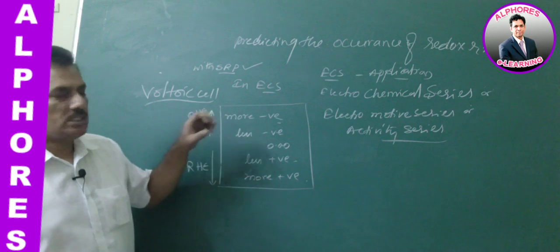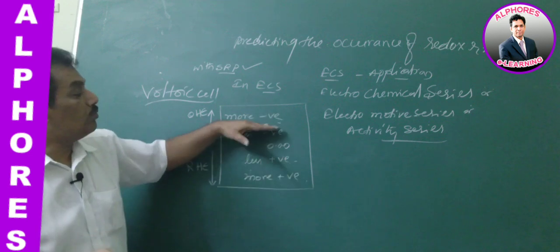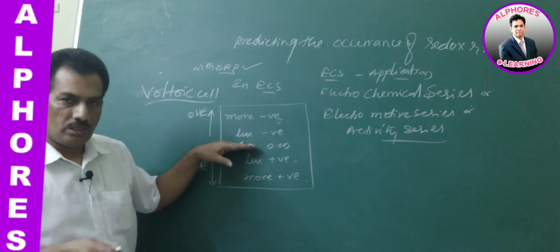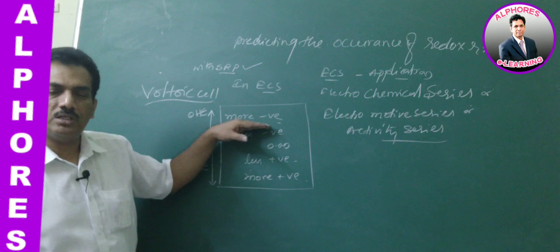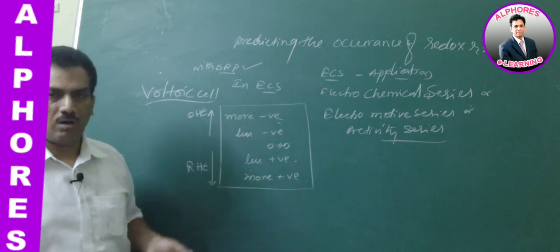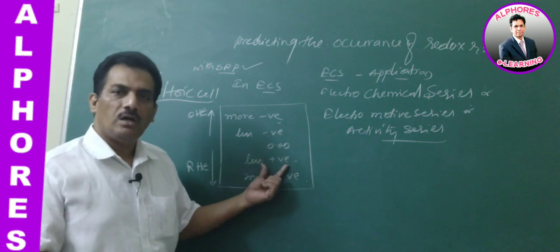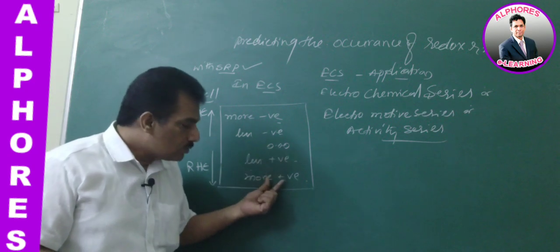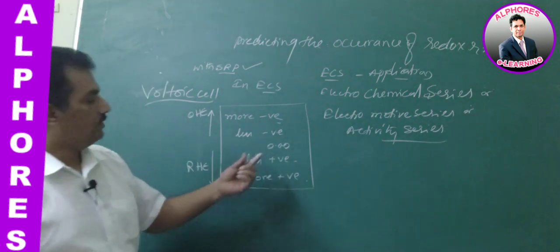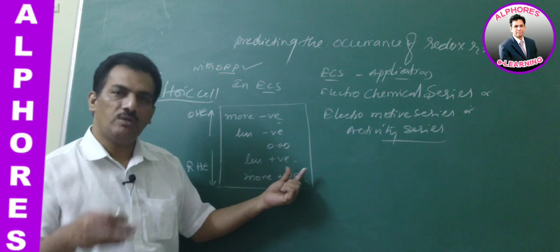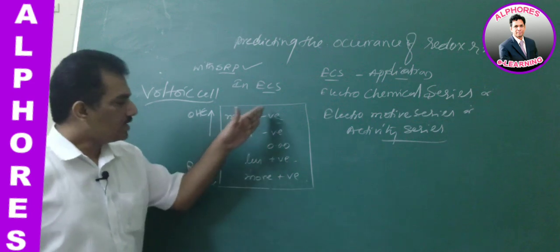How? Let me explain. If both electrodes' SRP values are negative, then of those two, take the more negative as OHE and the less negative as RHE. If one is negative and the other is 0, take the negative SRP as OHE and 0 as RHE. If 0 and positive are given, 0 is OHE and positive is RHE. If both electrodes have positive SRP, then the one with less positive SRP is OHE and the more positive SRP is RHE. Like that you can arrange.